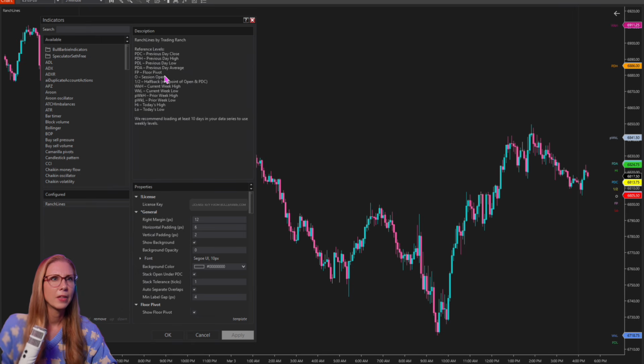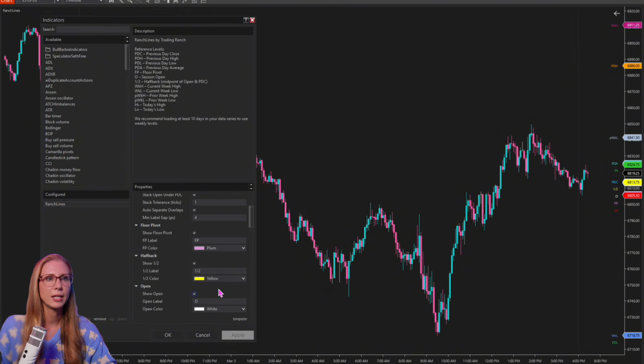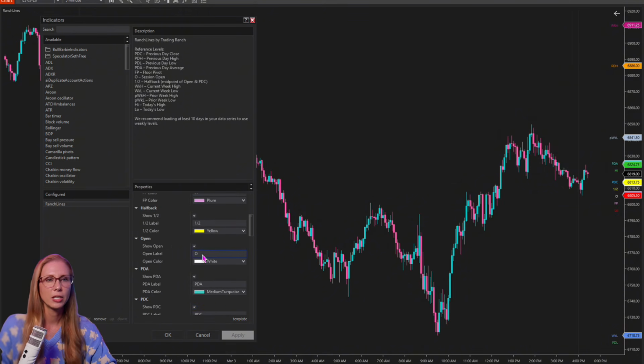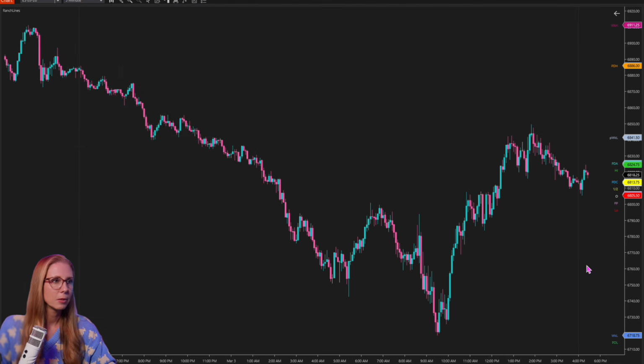I just talked about the half gap, and then we've got some weekly levels here as well. You do need to make sure that you have enough data loaded in order to use weekly levels, and especially the previous week levels. So we've got the current weekly levels and the prior weekly levels, as well as the current day's high and low. And I did make it optional where you can check and uncheck these things. You can change the label, you can change the color, all of that's completely selectable. And then you end up getting something like this.